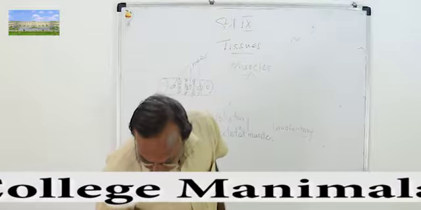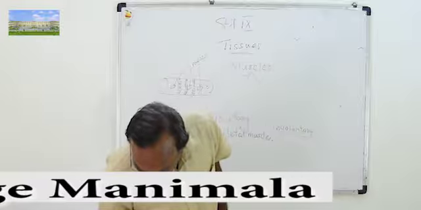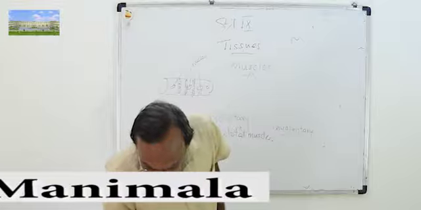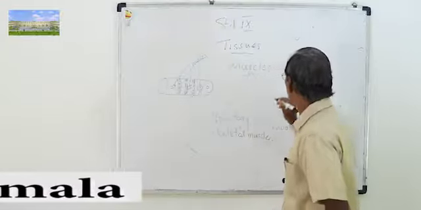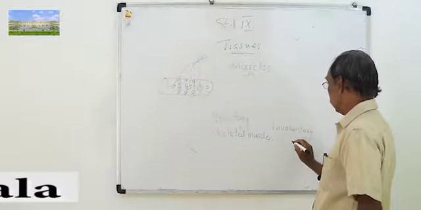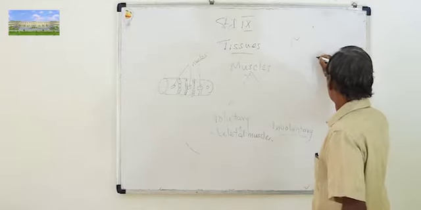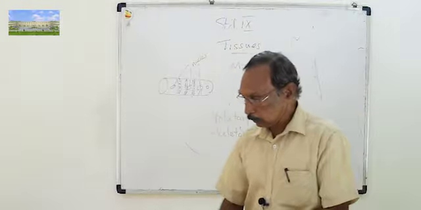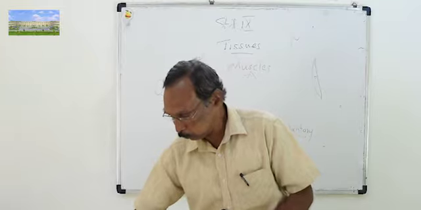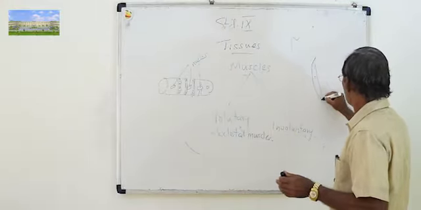Then the involuntary muscle. Involuntary muscles are spindle shaped. Spindle means, what is the meaning of spindle? Spindle means both ends are pointed. If the ends are pointed, that shape is called a spindle. It is an English word. If both ends are pointed, it is called a spindle shape.